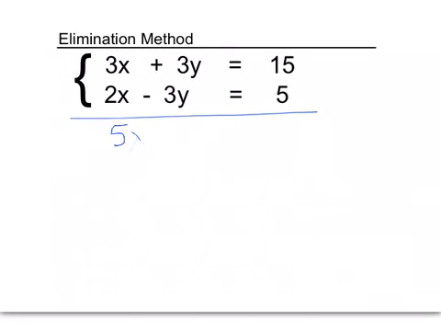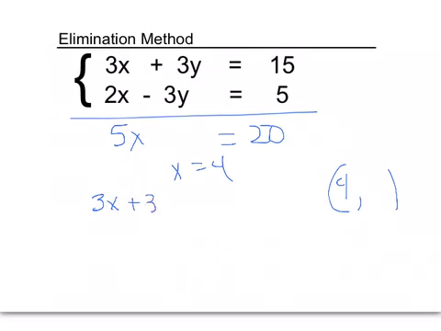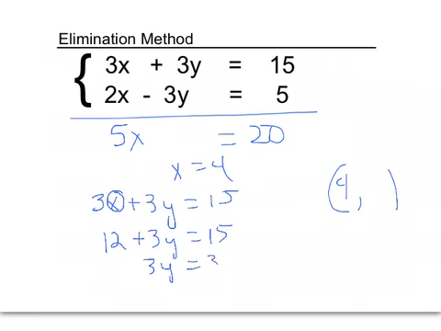Add them up. You get 5x equals 20. x equals 4. Plug that in. 4 comma something. To figure out the something, you've got to plug in for x. 3 times x plus 3 times y is 15. Plugging in for x, you get 3 times 4 is 12. 12 plus 3y is 15. 3y equals 3 when you subtract 12 on both sides. And you get y equals 1. Plug that in, 4 comma 1.